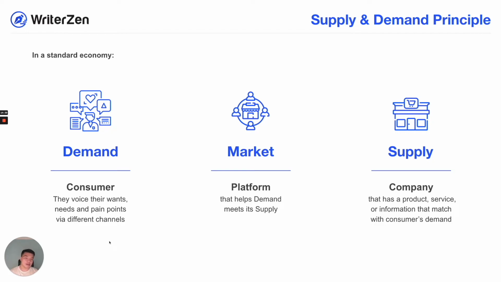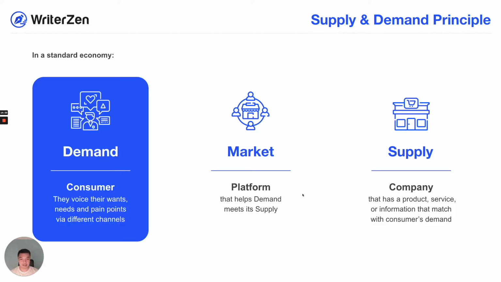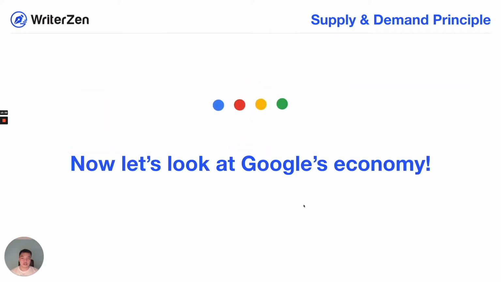And the way that market propels forward and grows over the years is by its ability to match supply and demand together. Consumer has demand, supply has the product or service. They will try to match each other through the use of market. Demand, market, supply. So that's in a standard economy. The job of market is always about matching between supplier and demand. And as supply and demand continue to match, that's where the market continues to grow. The more needs are being fulfilled, that's how the market will continue to grow.